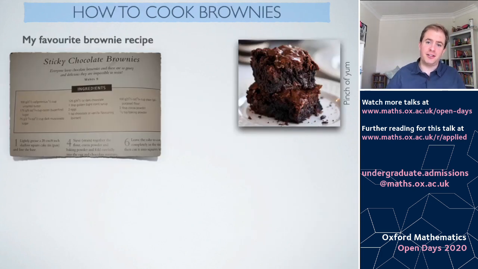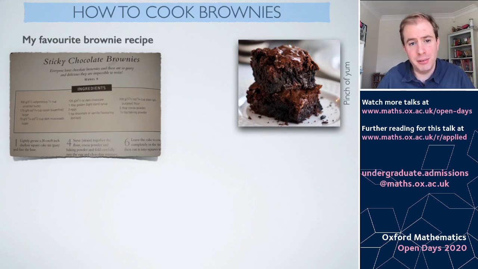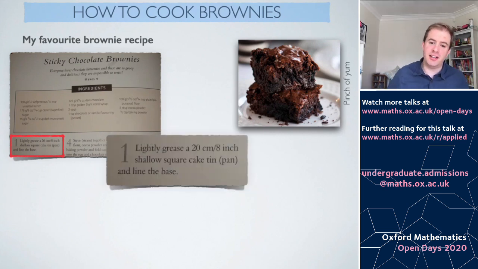And to give you an illustration of the kind of behaviour that the solution of the diffusion or heat equation has, it's very helpful to think about how things cook. So I'm going to show you an example taken from my favourite brownie recipe, which makes very good brownies. But what I think is interesting about this recipe is that the very first instruction is that you should lightly grease a 20 centimetre / 8 inch shallow square cake tin.